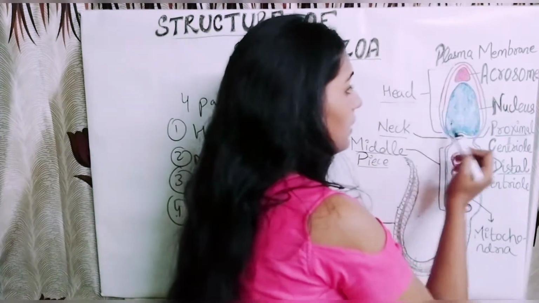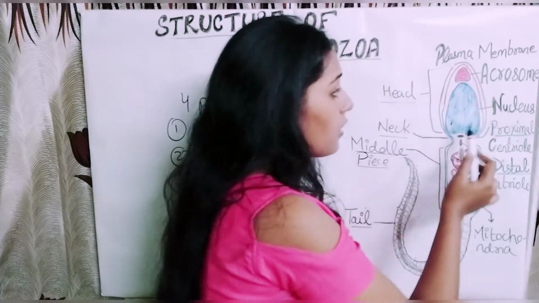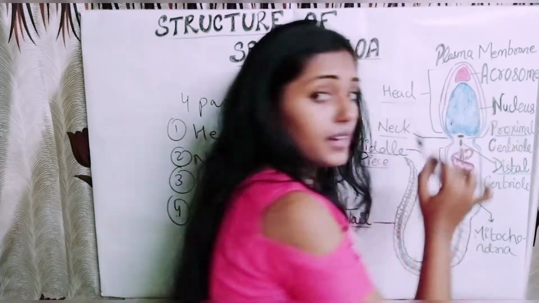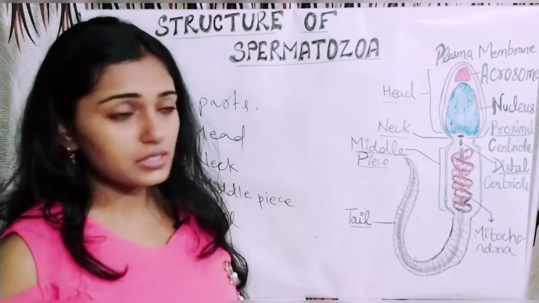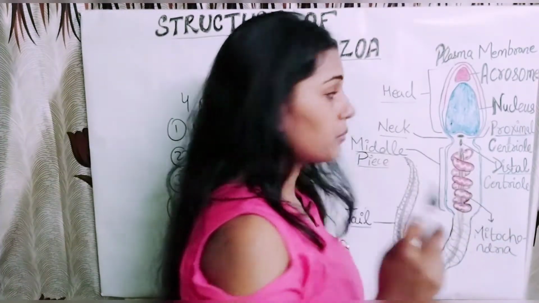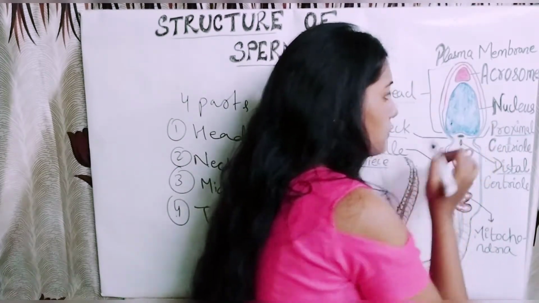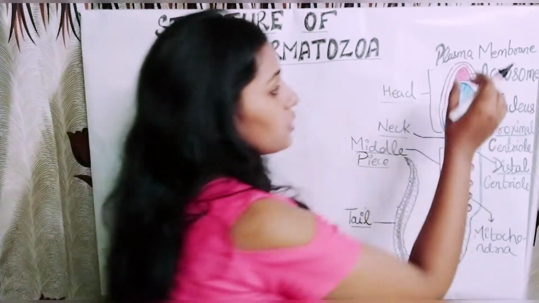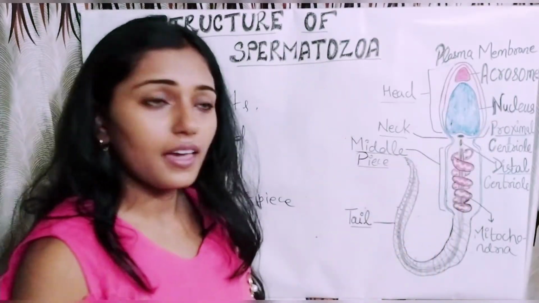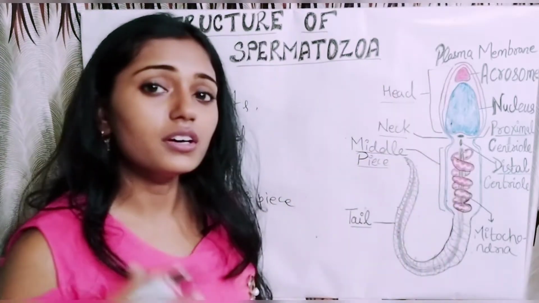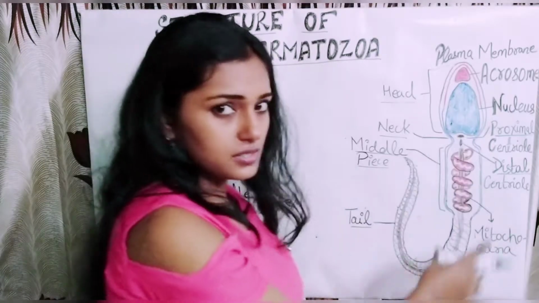The head region here you can see has acrosome, which forms the capping, and this is the elongated nucleus condensed with chromatin fibers, that is the genetic material. This nucleus at its posterior end has a depression. Okay, so the acrosome and the nucleus are there in the head region of the spermatozoa. We will discuss its function later. First we will discuss the structure.